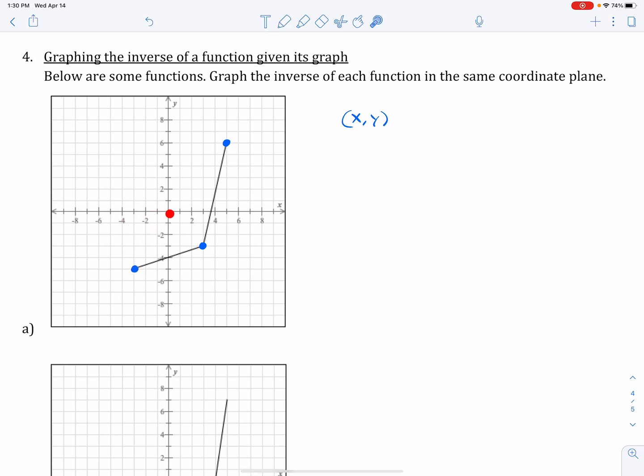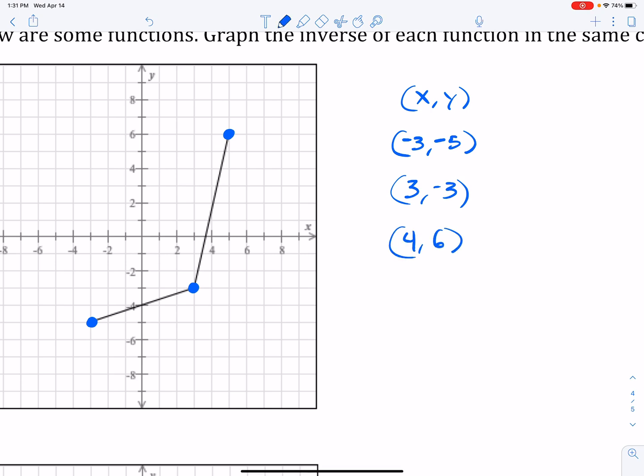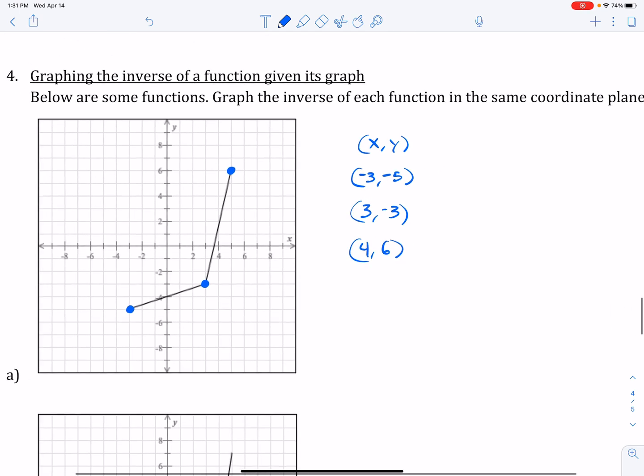And so we first have -3, -5. Our next point here looks like it's 3 comma -3. And then our last one is 4 comma 6. All I need to do is take the inverse of those, meaning I just need to switch them.